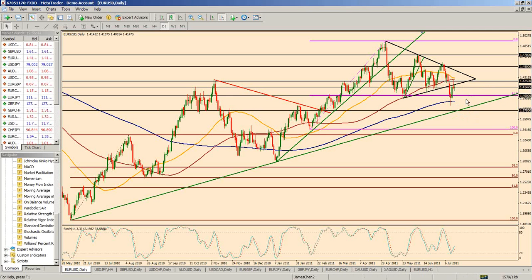But I'm looking for more downside on euro-dollar. More of a downside correction. I'm looking for another break below 140 for a possibility for yet another target at 137.50. But there's not a lot of consolidation on euro-dollar, so not a lot of great opportunities there.